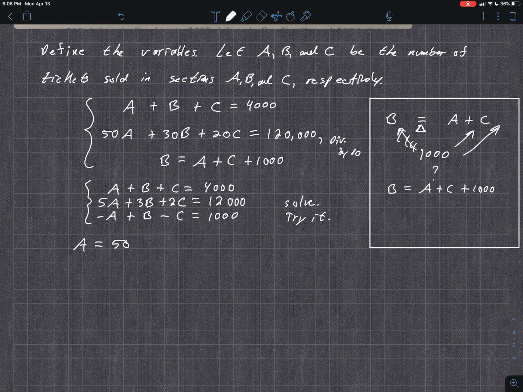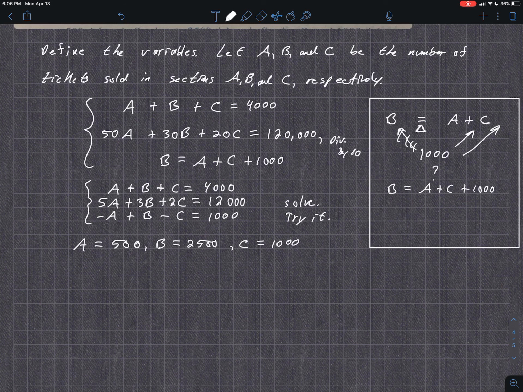So when you solve it, you should get A is 500, B you should get 2,500, and C you should get 1,000. So there were 500 tickets sold in section A, 2,500 in section B, and 1,000 in section C.